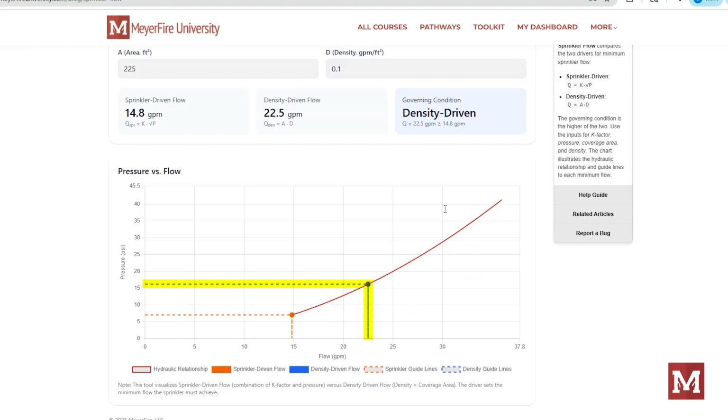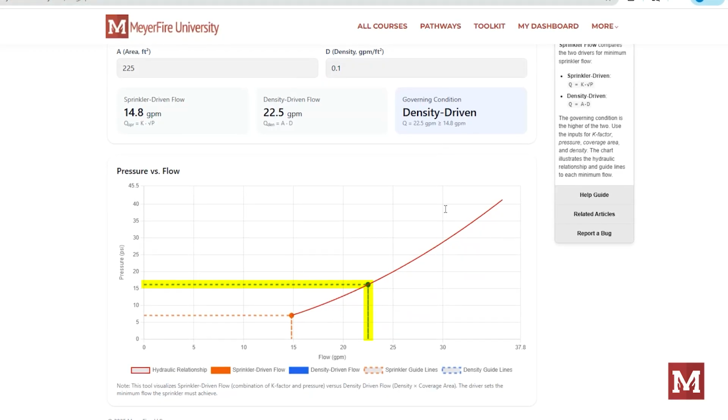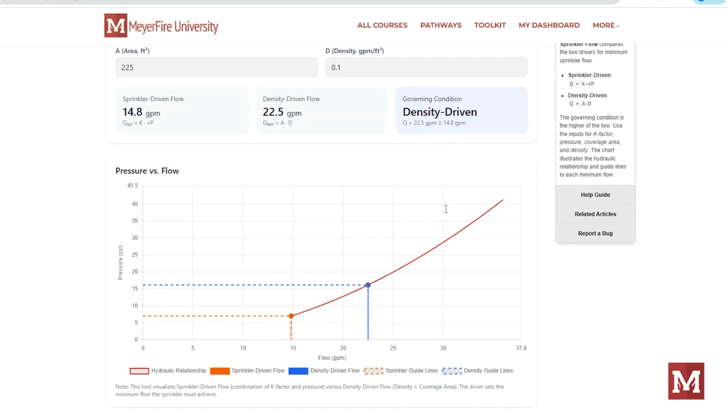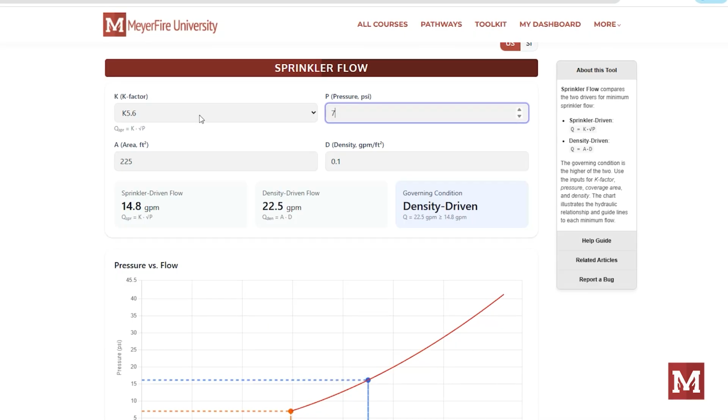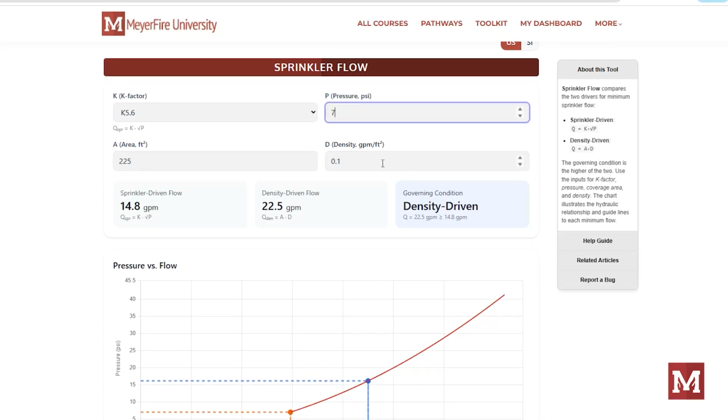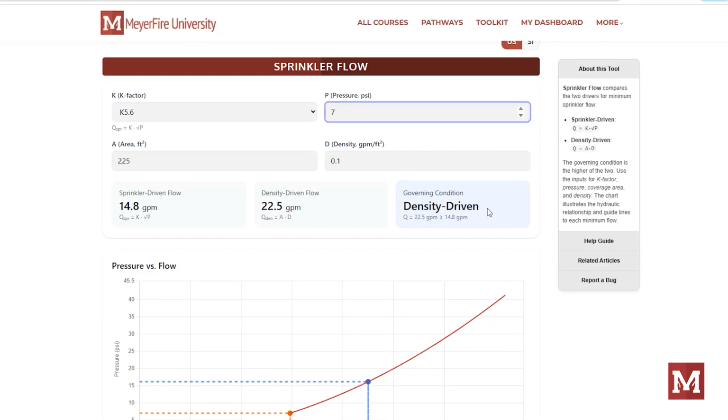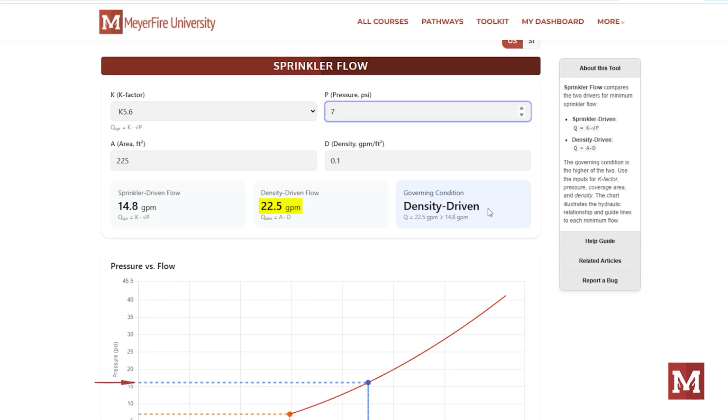In blue, we see the density-driven flow. That's the second driver, which is the coverage area of the sprinkler multiplied by the density. So whichever of these two drivers demands more flow rules. Our K5.6 at 7 psi, covering 225 square feet, and light hazard 0.10 GPM per square foot density is density-driven. We need 22.5 gallons per minute at a pressure of 16.1 psi.